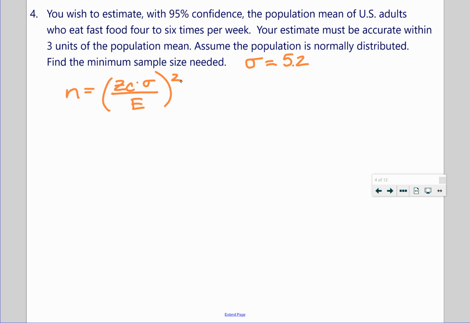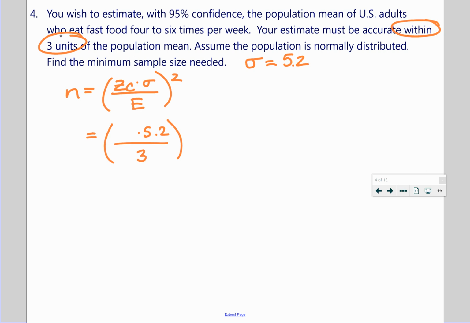So we have a couple of these things already. Standard deviation I just gave you. What's the margin of error? The margin of error is 3. You want to be within, if you see that word, 3 units. That's giving you the margin of error.